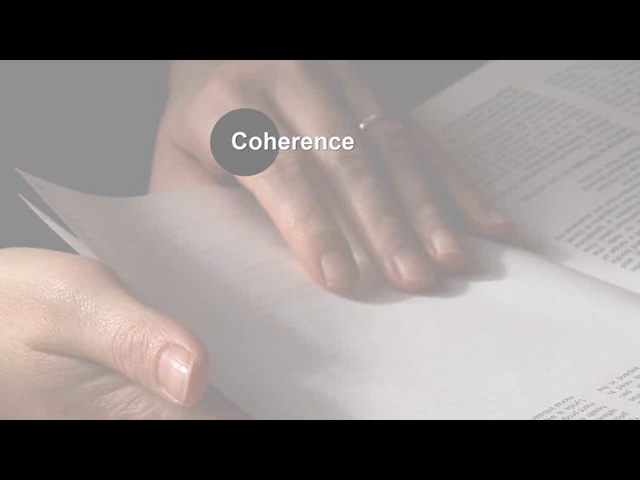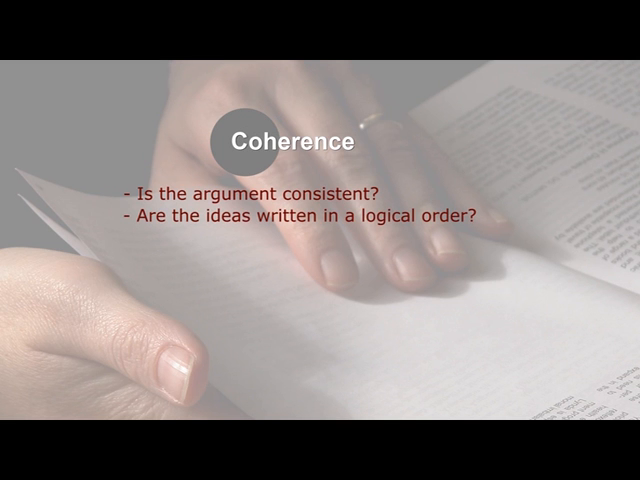Okay, let's talk about coherence first. This refers to how ideas are connected. It basically answers these questions. Is the argument consistent? I mean, does it stick to the point? Are the ideas written in a logical order? Do they seem to follow each other naturally? Is the structure of the argument explicit?